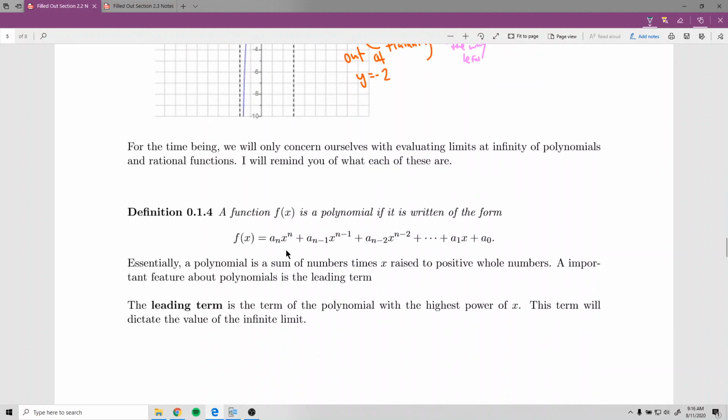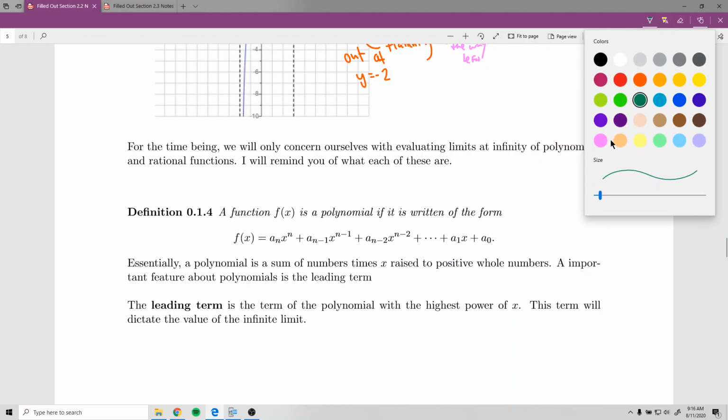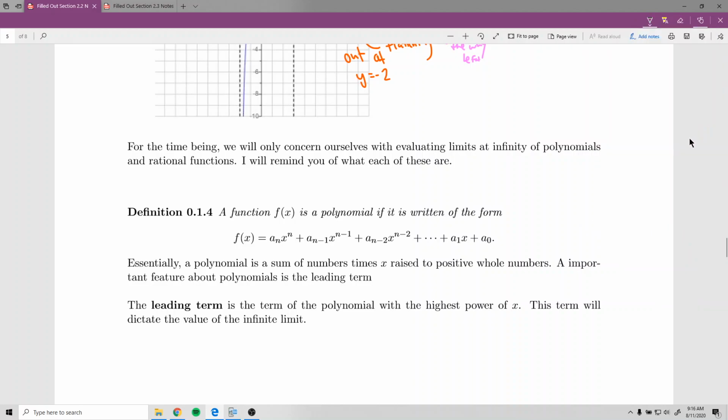For this section, the only limits at infinity we will be dealing with are polynomials and rational functions. A polynomial and a rational function, you should be very familiar with them. I'll remind you of the formal definition because we're going to use it in this section. A function f of x is a polynomial if it's written of this form: f of x equals a subscript n times x to the n power plus, and then a whole bunch of other things like that. Essentially, a polynomial is a sum of numbers times x raised to positive whole numbers. So the powers on x must be positive whole numbers. That's the main thing.